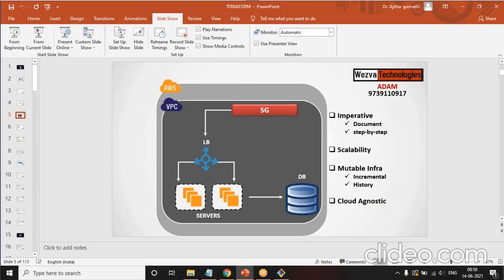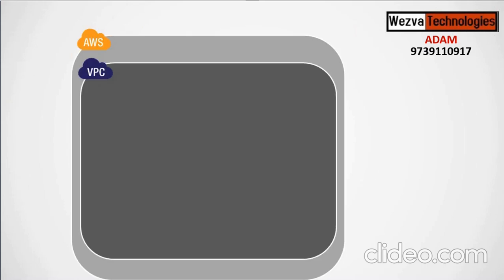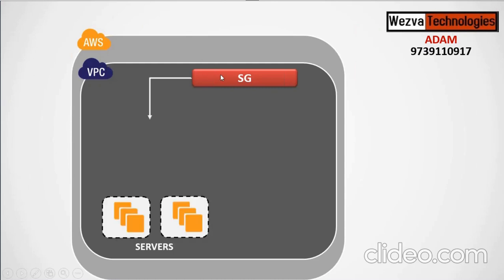Yes, Adam. This is where, even for a simple infra creation, you can see you need to have an AWS account. In that, you need to create a VPC, then create a security group, and then create machines. And suppose you want some load balancing to it and the application, you will be creating that. This is what we call infrastructure. Yeah, was there a question?